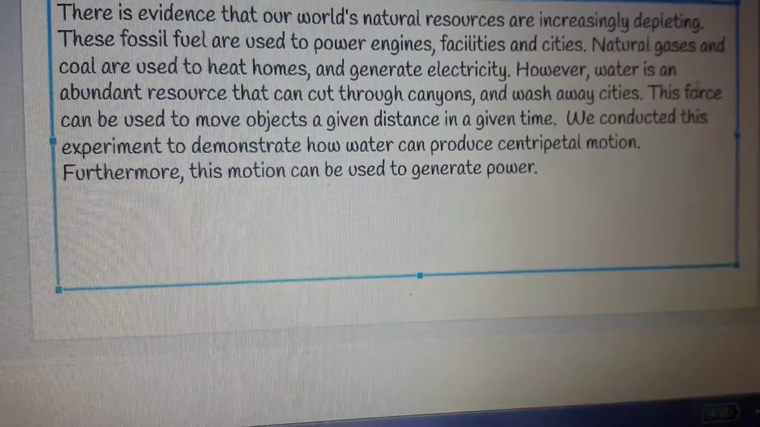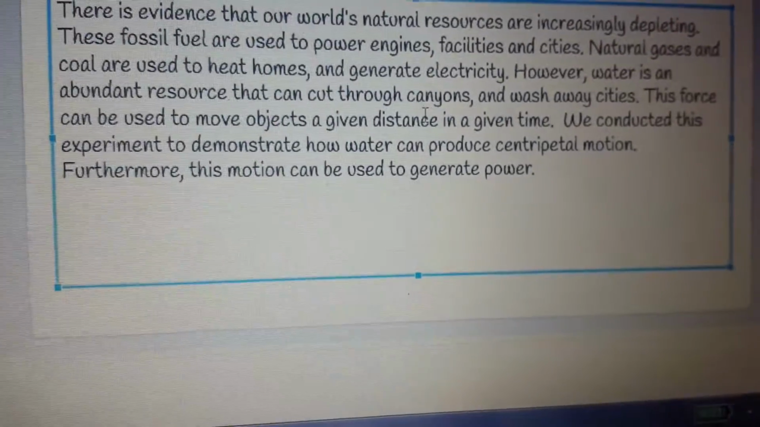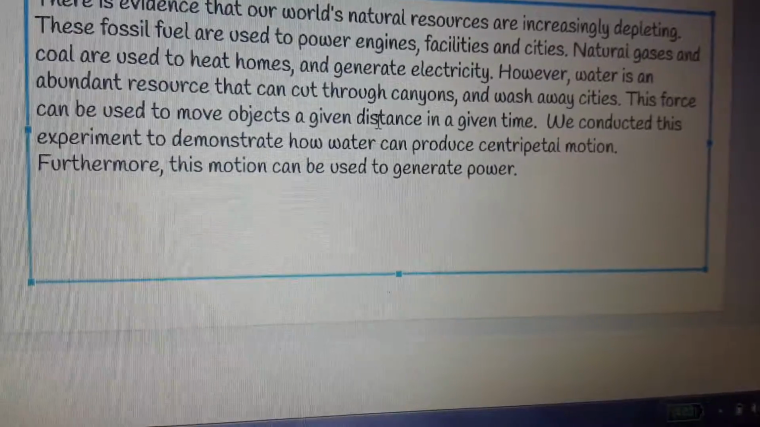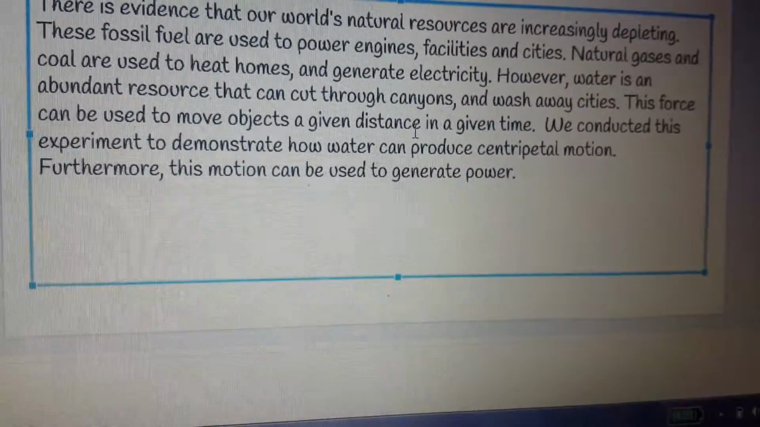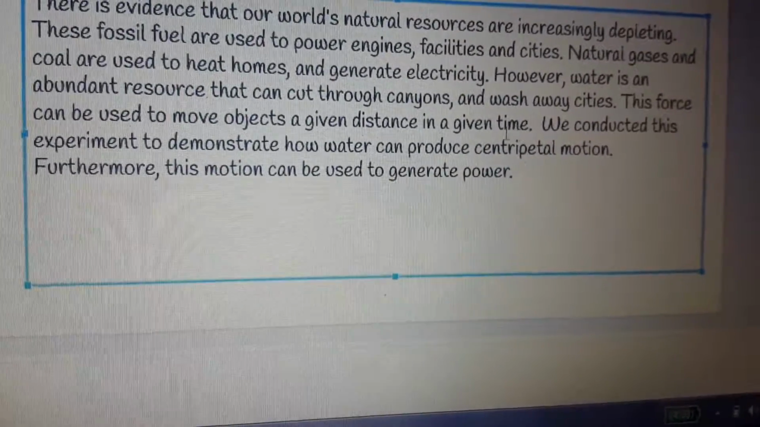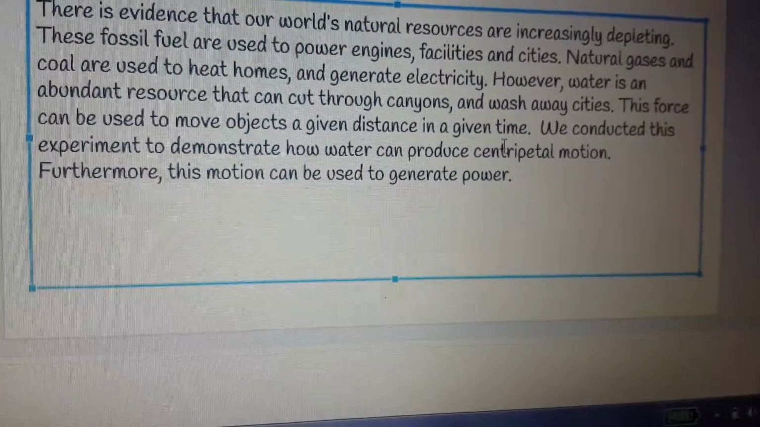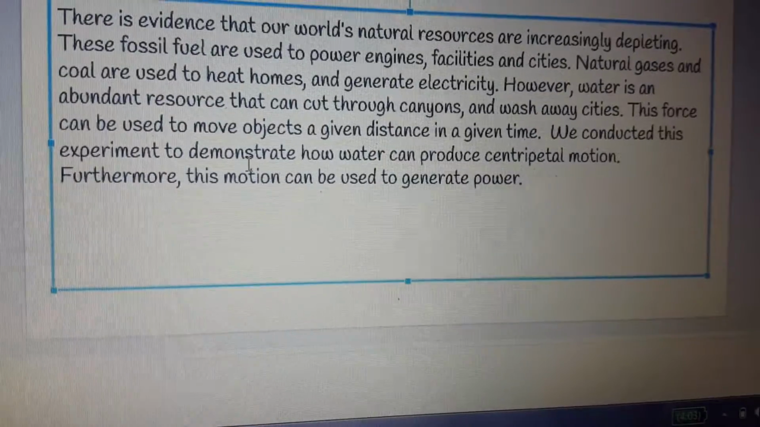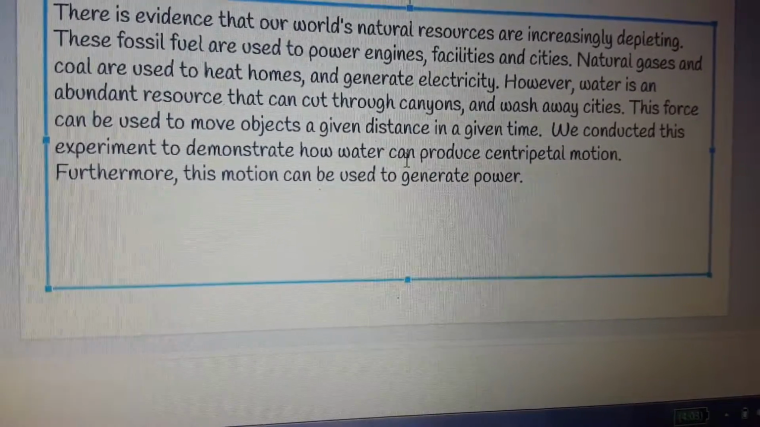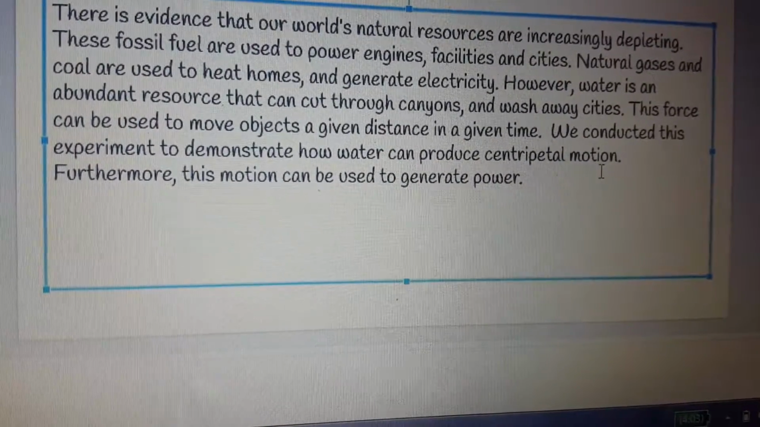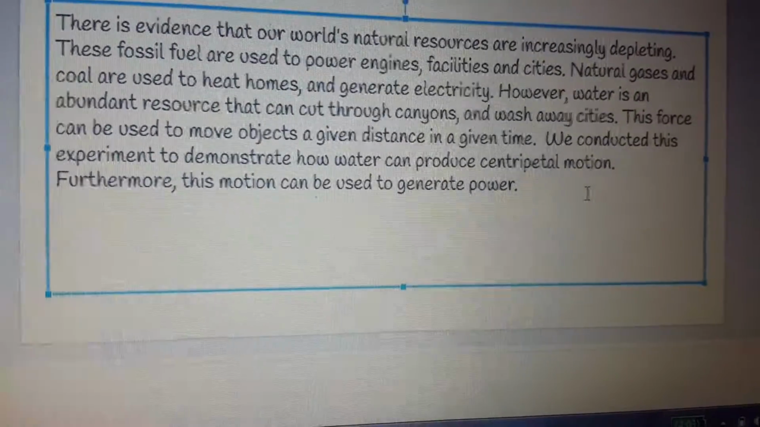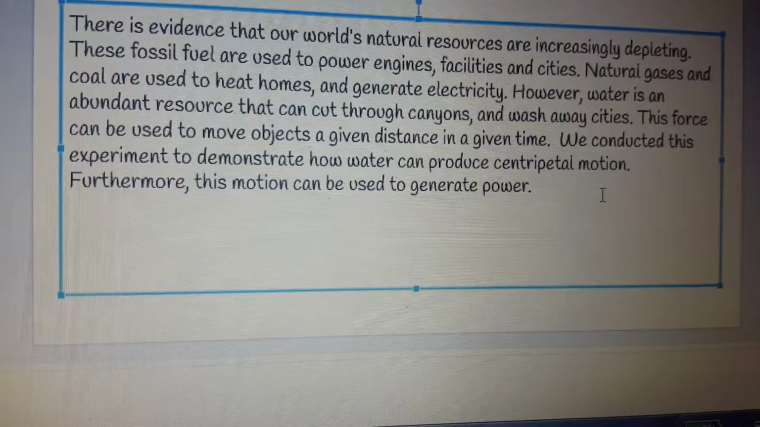Force in this sentence, see the word, this force can be used to move objects at a certain distance, force times distance, that's work right there, in a given time. This makes this sentence talk about power. Does that make sense? We conducted this experiment to demonstrate how water can produce centripetal motion. Centripetal just means circle. I do not know for the life of me why don't you just say circular motion.